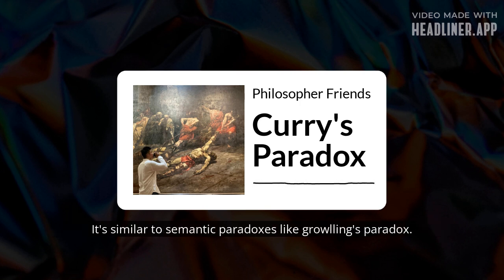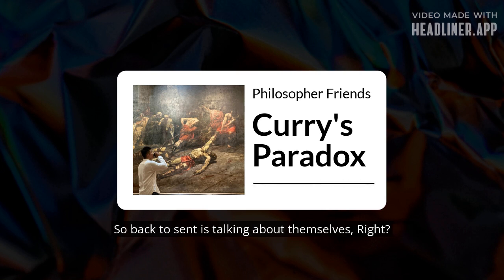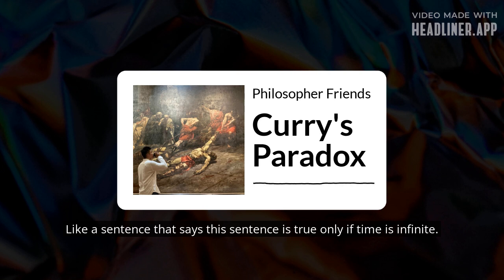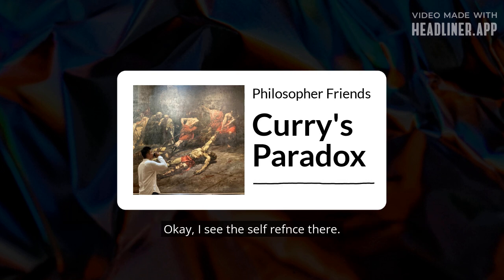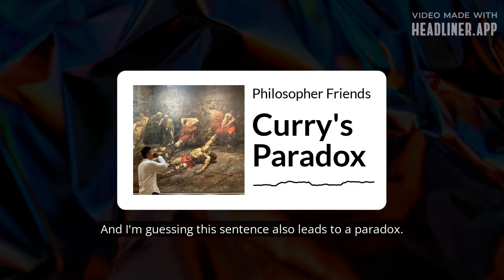It's similar to semantic paradoxes, like Grelling's paradox. So back to sentences talking about themselves. Right, like a sentence that says, this sentence is true only if time is infinite. Okay, I see the self-reference there. And I'm guessing this sentence also leads to a paradox.